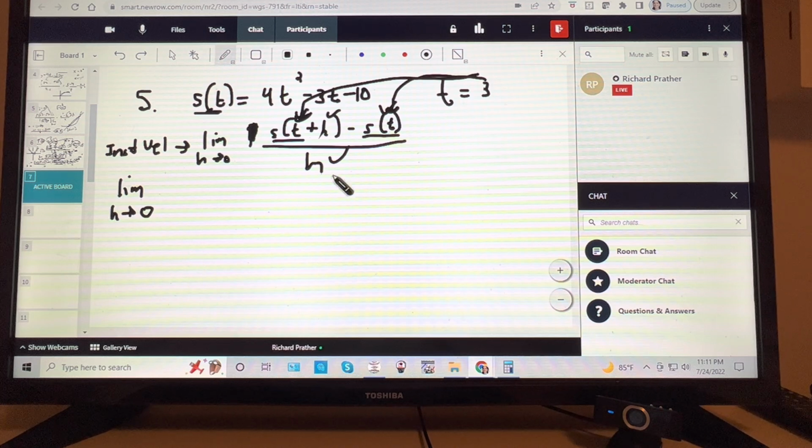Okay, so I need to do 3, let me write it out first. S of 3 plus h minus S of 3 all over h.